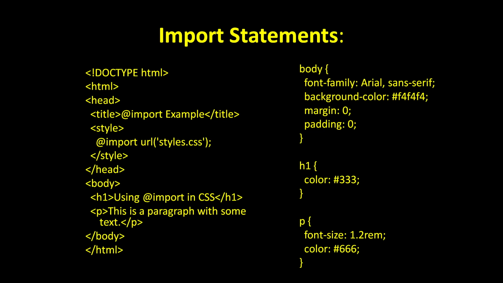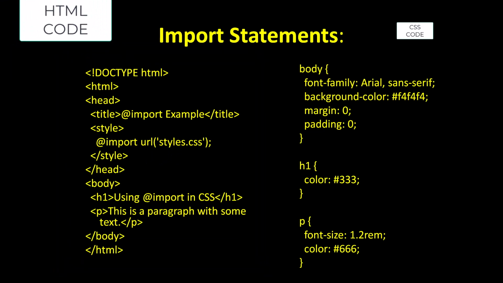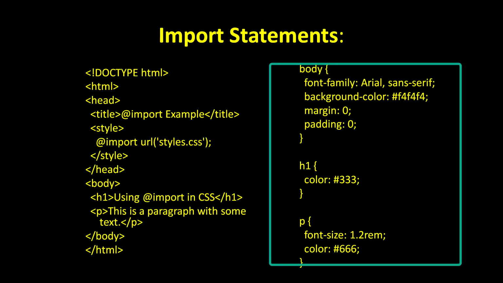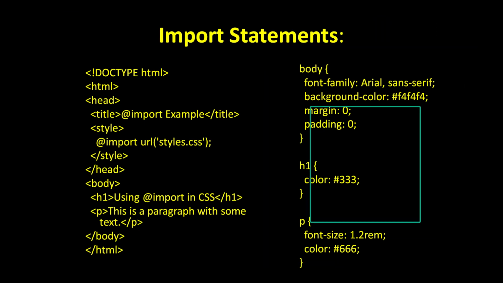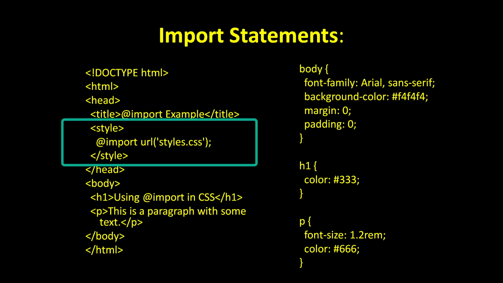So here, if you notice the import statements, we have an HTML document. On the right side, we have a CSS document, and we are going to save the right side file as a separate file called styles.css. Now, how are we going to import this document into the HTML file? Within the style tag, we use a rule called import, preceded by the symbol @. Now here we give the URL styles.css.